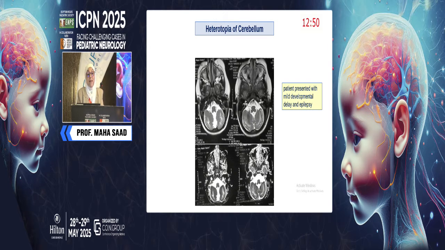Heterotopia in the cerebellum, which I showed once, is very, very rare, and we can see here the heterotopia is present within the cerebellum. And strangely, the child presented with epilepsy, although the cerebellum was totally normal. And we didn't find the gene for it.